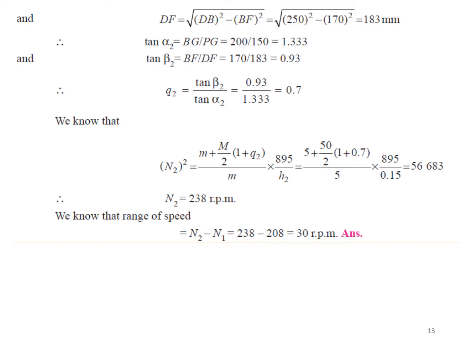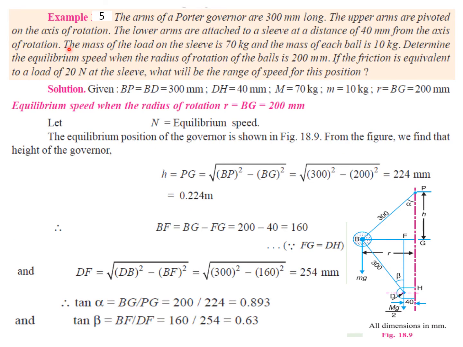So here the main difference is that the lower arm is at an offset distance of 30 mm from the axis of rotation. Even though the upper arm and lower arm are of the same length, the value of q won't be equal to 1 because there is an offset distance at the lower arm. We'll go for the next problem.